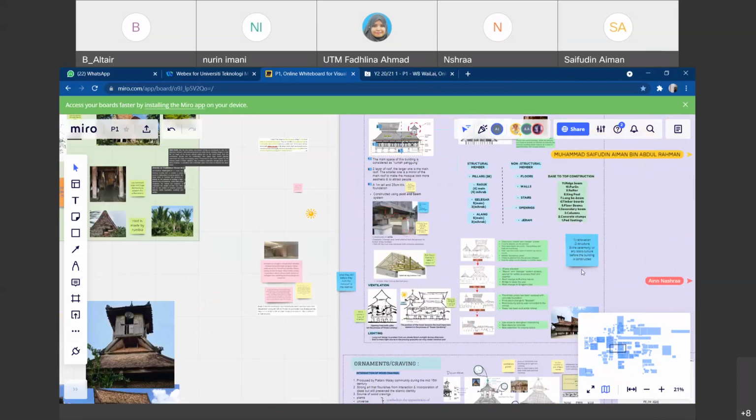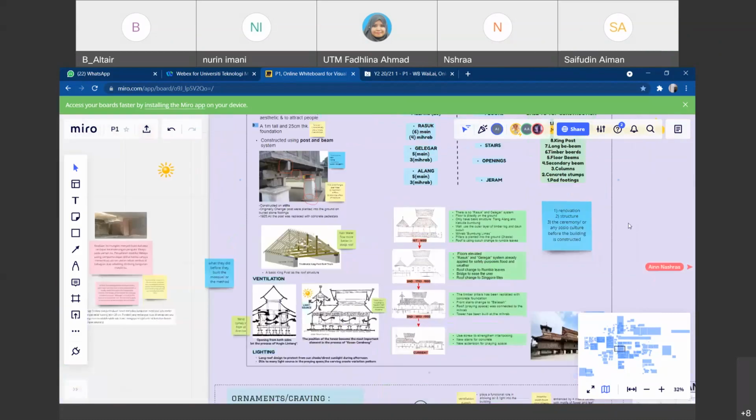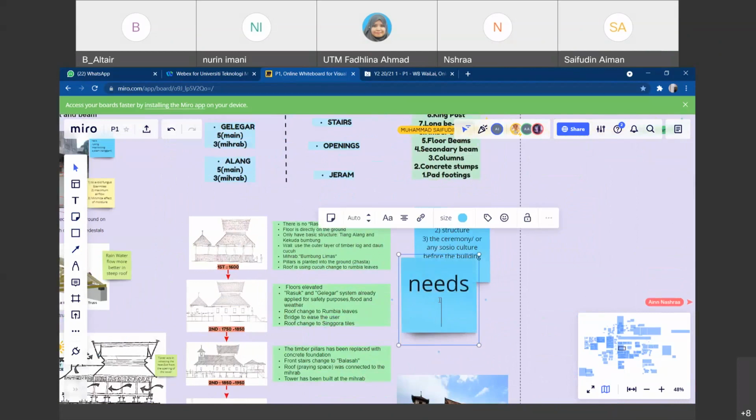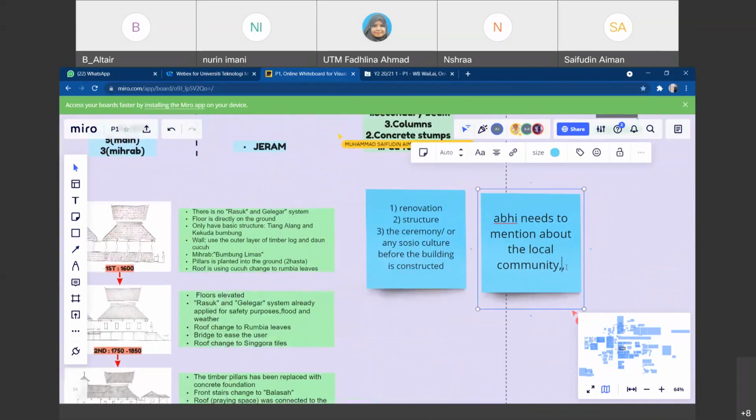Even Abi also needs to mention the local community, how many Muslim believers are around here. And then Abi, you need to talk about the history of where this building is located. Is it in Teluk Patani? Patani. So perhaps Abi, you also need to study Patani's history and so on. Okay, Patani histories.